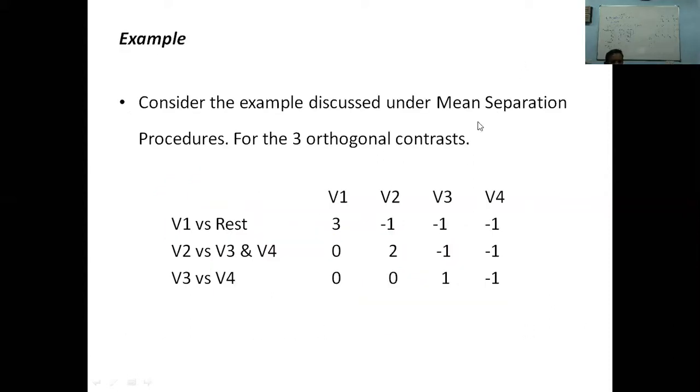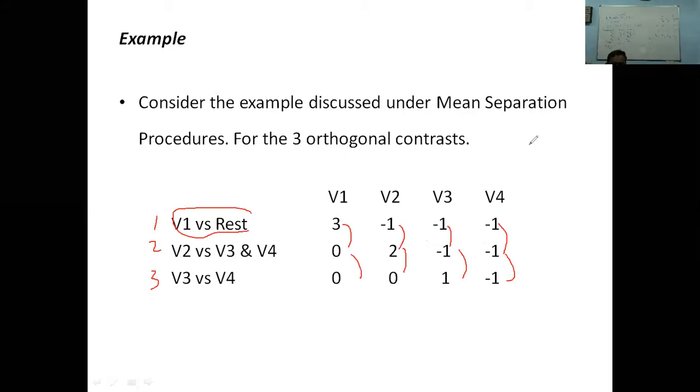Right. Now we have come to an example. 4 varieties are there, right? How many contrasts can we formulate? This is contrast 1, this is contrast 2, this is contrast 3. We can formulate only a maximum of 3 contrasts. V1 versus the rest, V2 versus V3 and V4, and the last one is V3 versus V4. You multiply and see all the coefficients, you will get the 0 value, right?